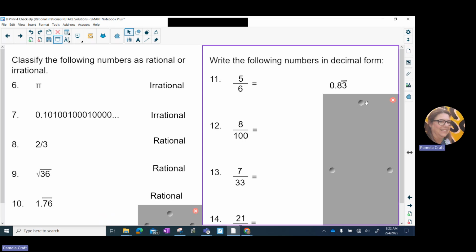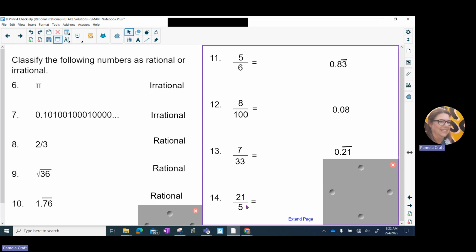Number 12, 8 over 100, or 8 hundredths, would be written as 0.08. 7/33, or 7 divided by 33, will get you 0.21 repeating, and both the 2 and the 1 repeat. And then finally, 21/5, as you can see, it's top heavy, so we're going to have a number bigger than 1, and we get 4.2.